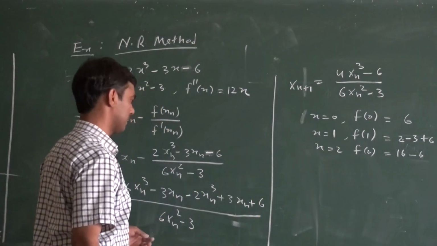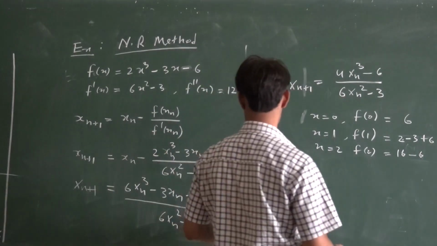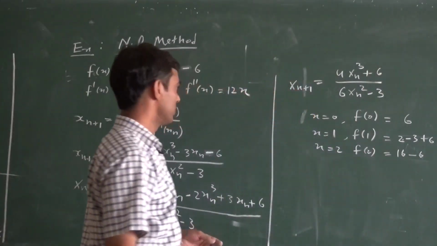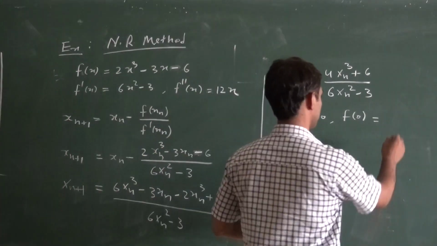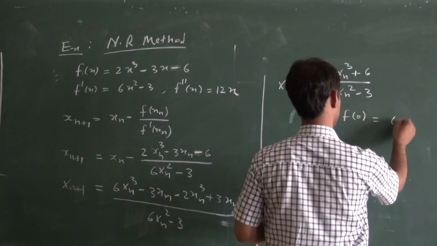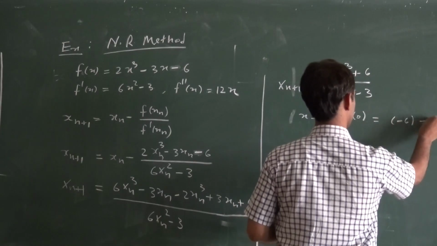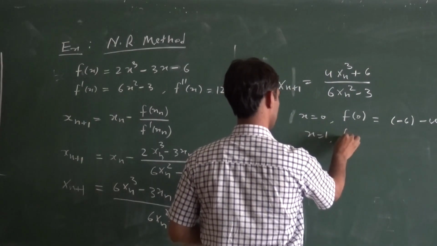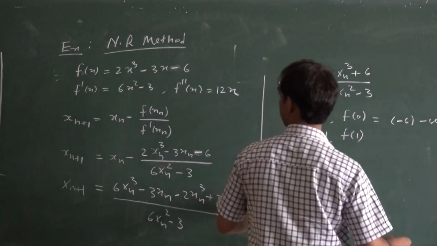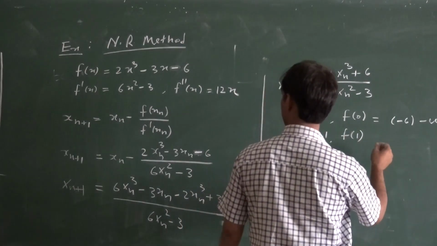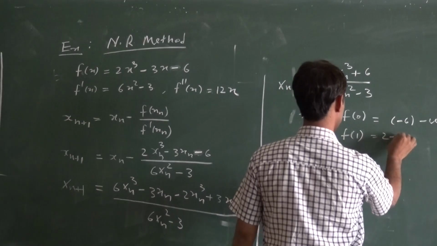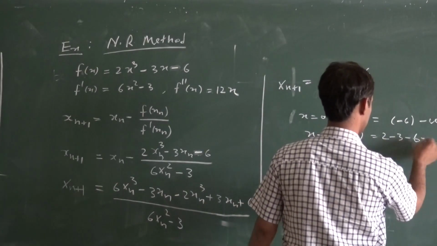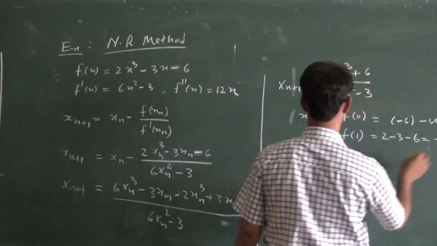So this becomes plus 6, so f of 0 is negative, meaning minus 6, a negative value. At x equal to 1, f of 1 becomes 2 minus 3 minus 6, which is minus 7.